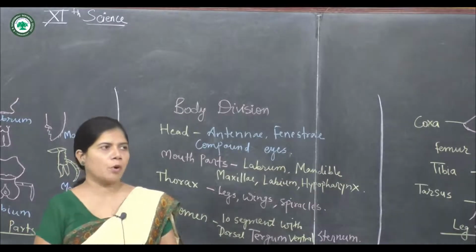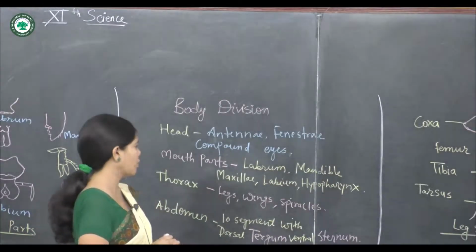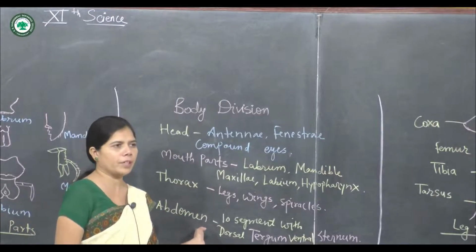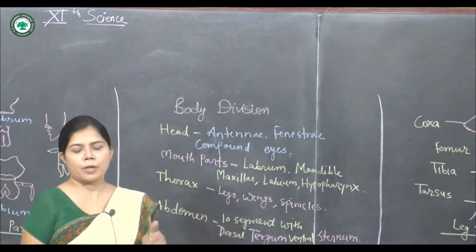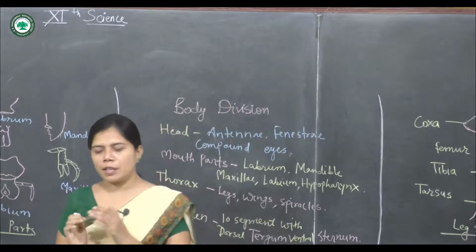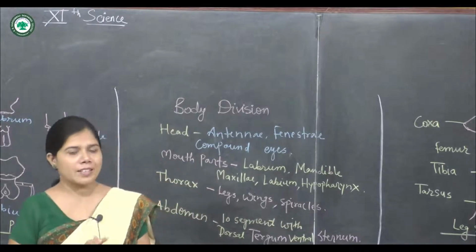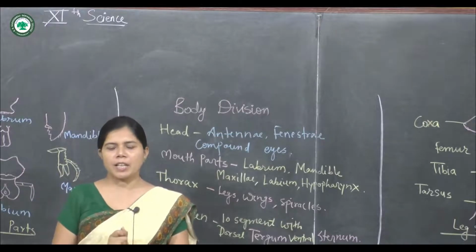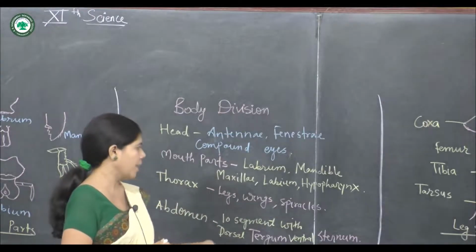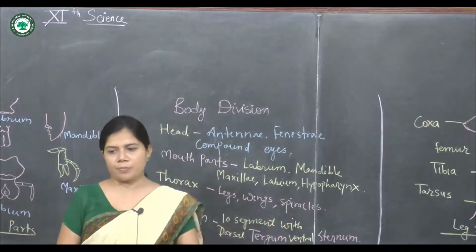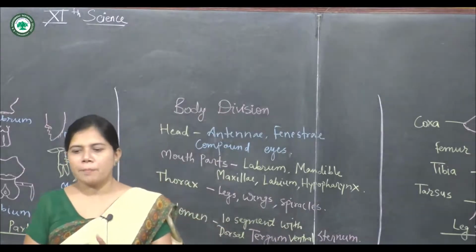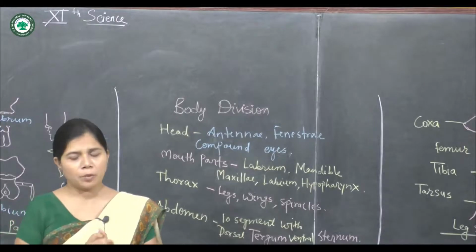The next body division of the cockroach is the abdomen. The abdomen of the cockroach is elongated and made up of 10 segments. Each segment has a dorsal tergum and a ventral sternum. Laterally, the tergum is joined to the sternum by the soft cuticle called the pleura.